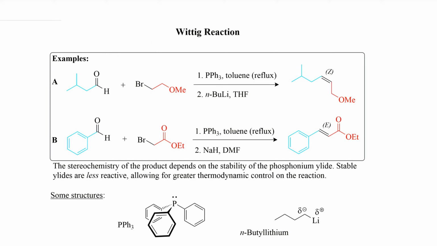So let's talk about the Wittig reaction. Now the Wittig reaction involves the formation of the Wittig reagent, which then goes on to react with a carbonyl to form an alkene. So in these two examples, what we're essentially doing is taking the alkyl group from the carbonyl and the alkyl group from an alkyl halide and stitching them together with the help of the Wittig reagent.